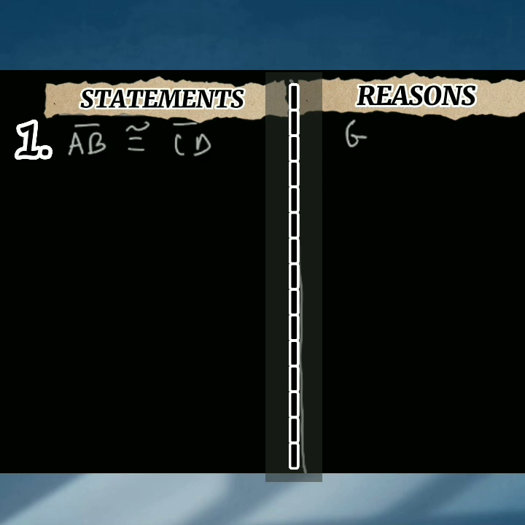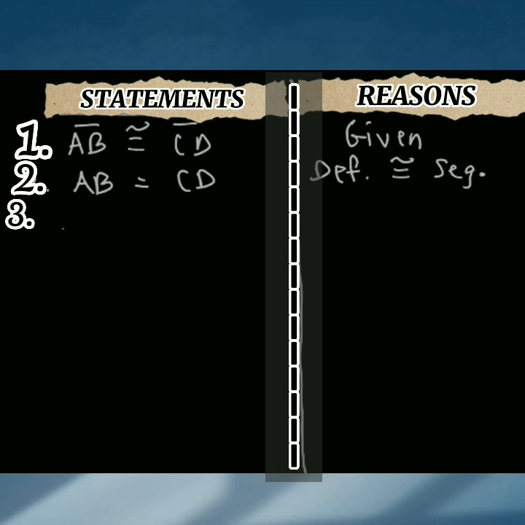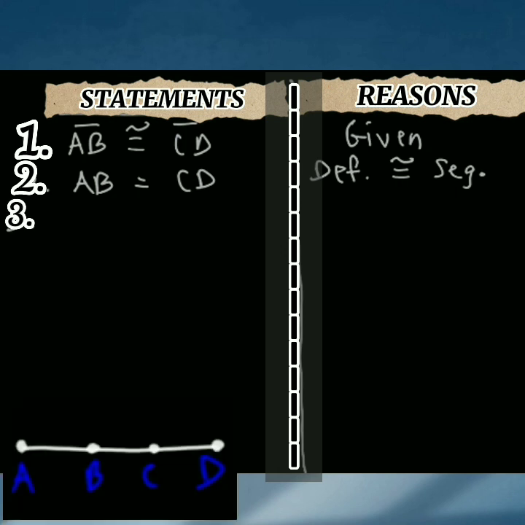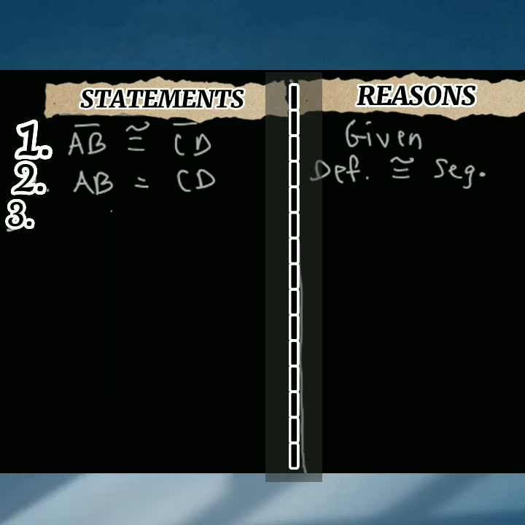The reason is given. If segment AB is congruent to segment CD, then mathematically speaking, we can say that the next statement is AB is equal to CD. The reason is the definition of congruent segments. So we try to prove that AC is congruent to BD. We know that AB is equal to CD. The only missing is BC. The third statement is BC is equal to BC. The reason is the reflexive property.